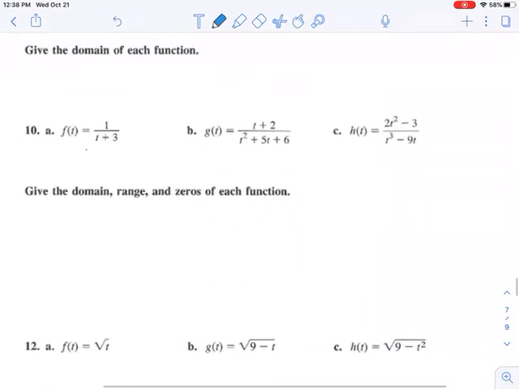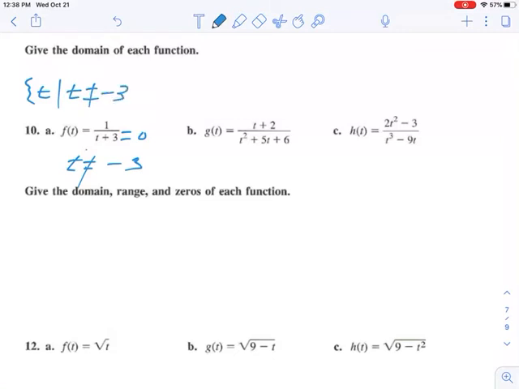Okay. Give the domain. Find what is not in the domain, and then say it's everything else. Bottom equal to 0. Can't divide by 0. t equals -3. So t cannot be -3. Set of all t such that t is not equal to -3.